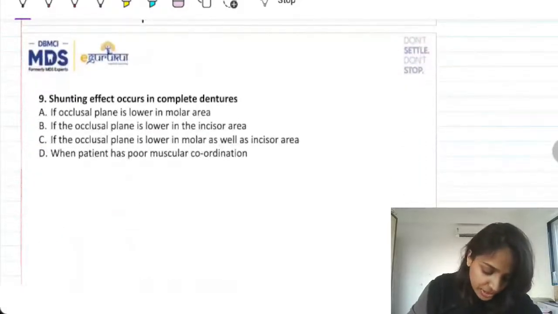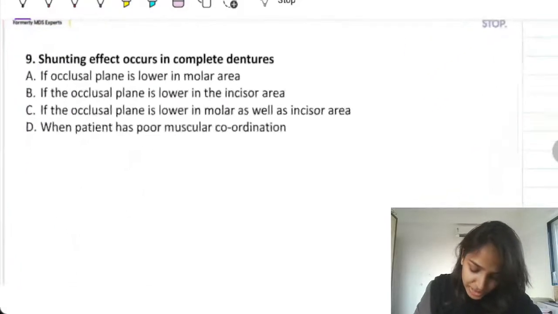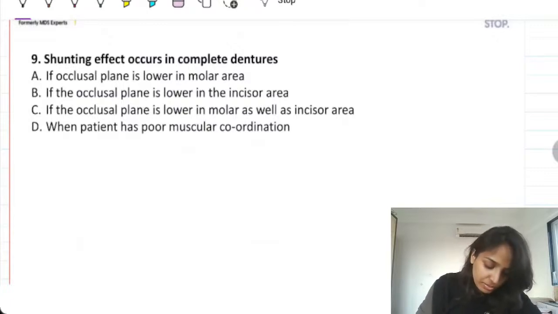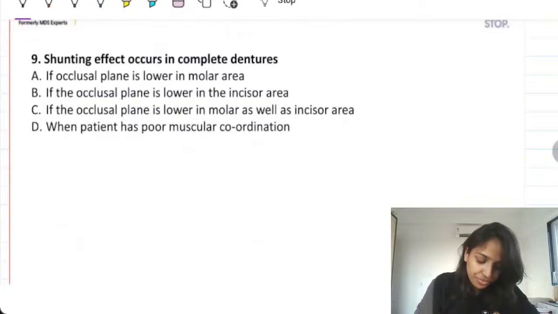Now, question number 9. Shunting effect occurs in complete denture when? When the occlusal plane is lower in molar area, if the occlusal plane is lower in the incisor area, if it is lower in incisor as well as molar, and when the patient has poor muscular coordination.